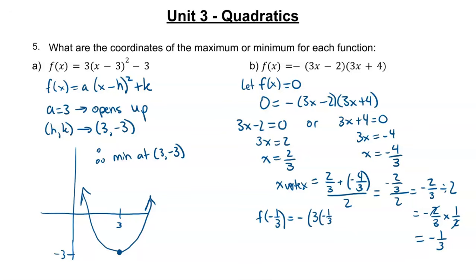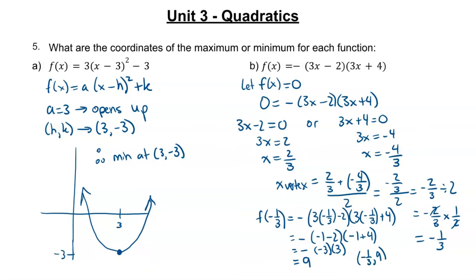So we go ahead and sub in x is negative 1/3. We have everything else the same. And so now we're going to multiply the 3 times negative 1/3 for the first and for the second. So 3 times negative 1/3 is negative 1 in both cases. And so we get negative 1 minus 2 and negative 1 plus 4 with a negative out front as well. So we get negative of negative 3 times positive 3. Two negatives makes it positive, and we get positive 9. So that vertex is going to be at negative 1/3 and 9.